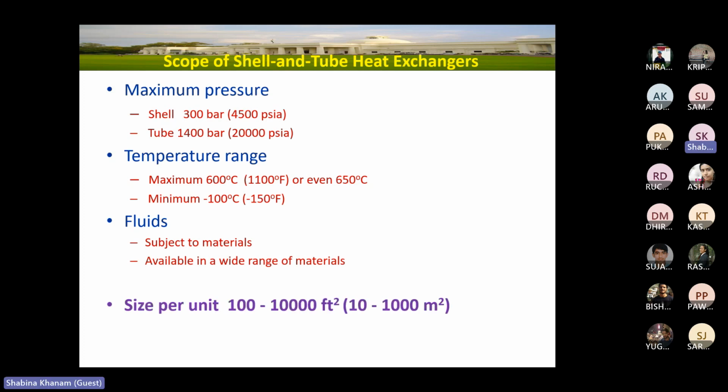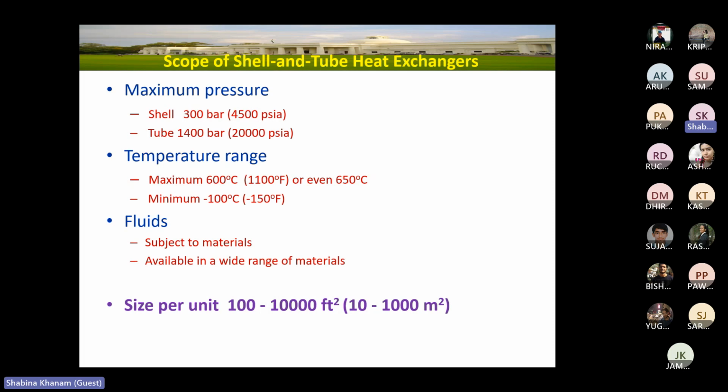Size per unit varies from 10 to 1,000 meter square, okay? In that, yesterday we discussed the double pipe heat exchanger, where we observed that beyond 50 meter square, double pipe is not economical, okay? But here the range we have started from 10 meter to 1000 meter, but shell and tube heat exchanger we usually consider beyond 50 meter square.